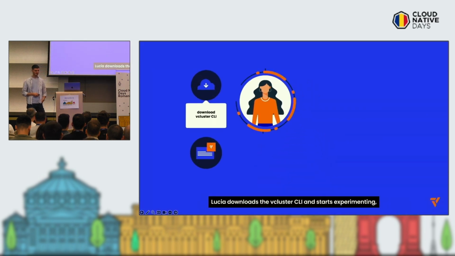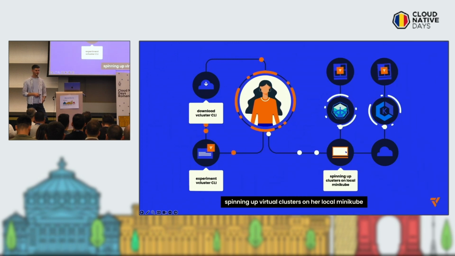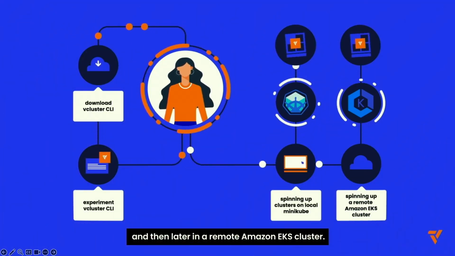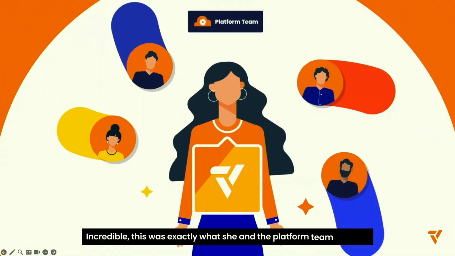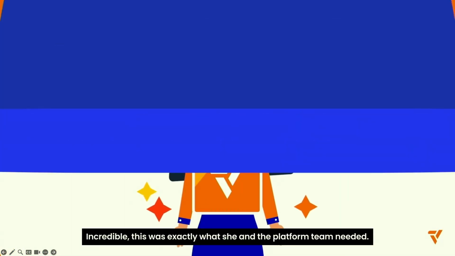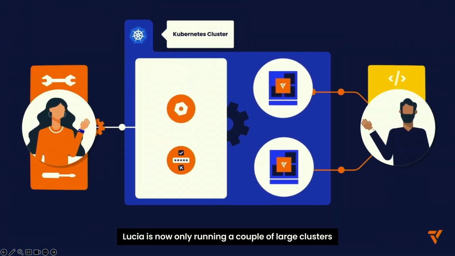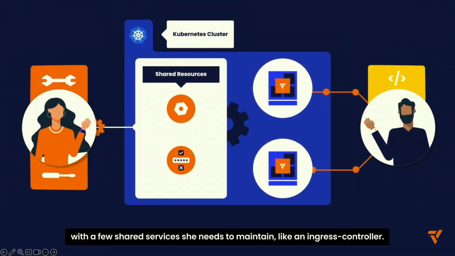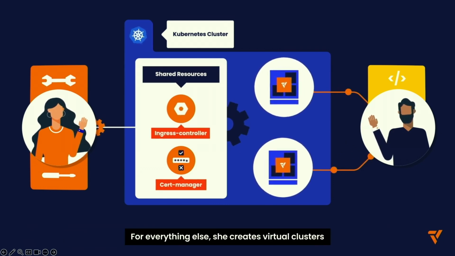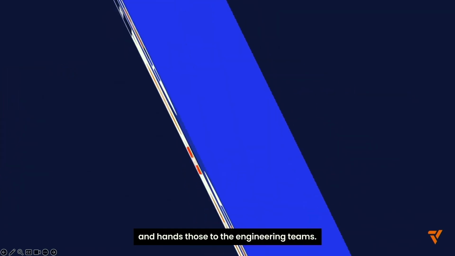Lucia downloads the vCluster CLI and starts experimenting, spinning up virtual clusters on her local Minikube, and then later in a remote Amazon EKS cluster. Incredible. This was exactly what she and the platform team needed. Lucia is now only running a couple of large clusters, with a few shared services she needs to maintain, like an ingress controller. For everything else, she creates virtual clusters and hands those to the engineering teams.